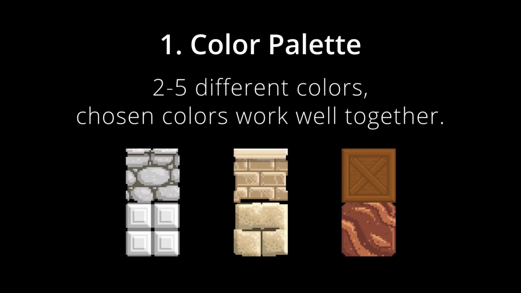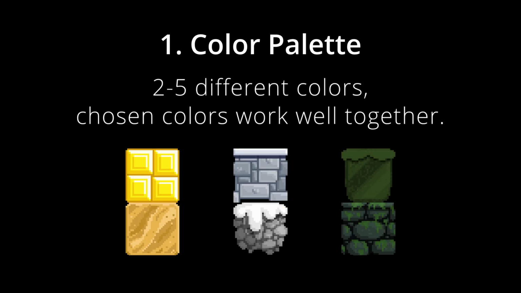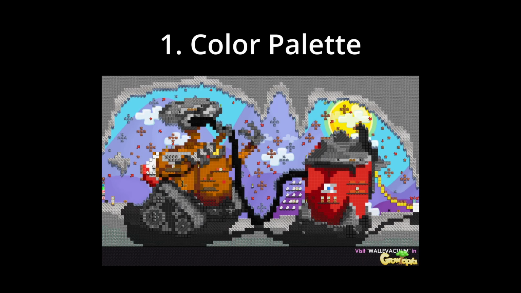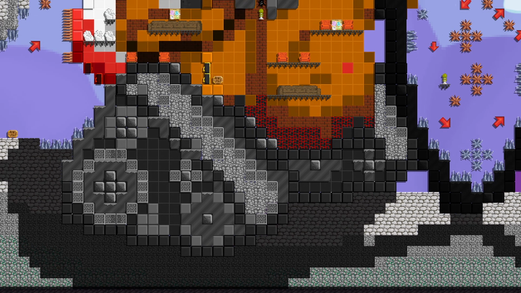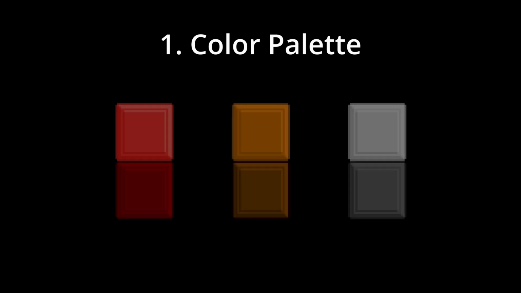Color palettes are different colors that work well together. There are usually 2 to 5 main colors per artwork. As you can see, there are 2 to 3 main colors that pop out more than the others, and they are red, orange and grey. So my color palette would look something like this.